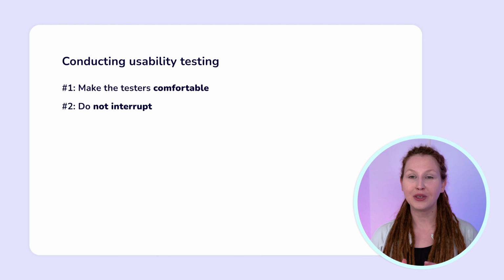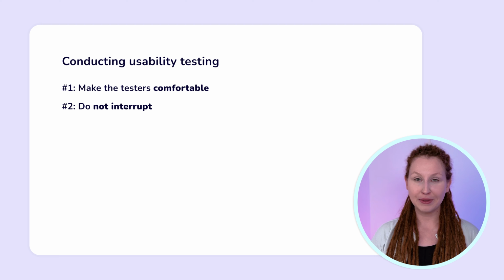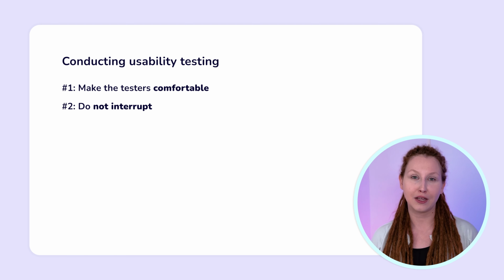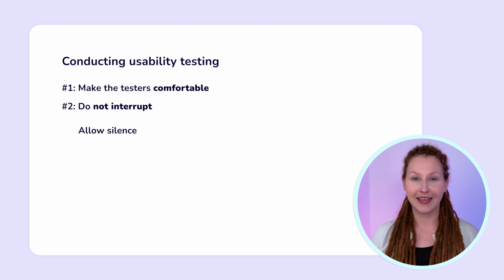Number 2 is do not interrupt. You need to lead the test, but at the same time let people behave naturally. Allow the silence. People are thinking during the test. A moment of silence doesn't mean that something is going wrong. Sometimes they just need to read the text again or just analyze the interface.